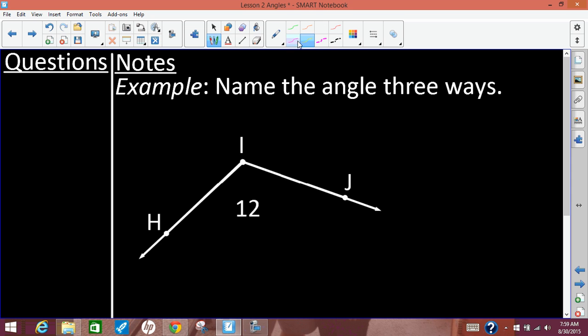So we can name this angle in 3 ways. The first way is naming it by its vertex. The vertex is I, so we can call that angle I. We can also use the points on the sides along with the vertex. Remember, the vertex letter's got to be in the middle, so we'll call this angle HIJ, or we can call it angle JIH.